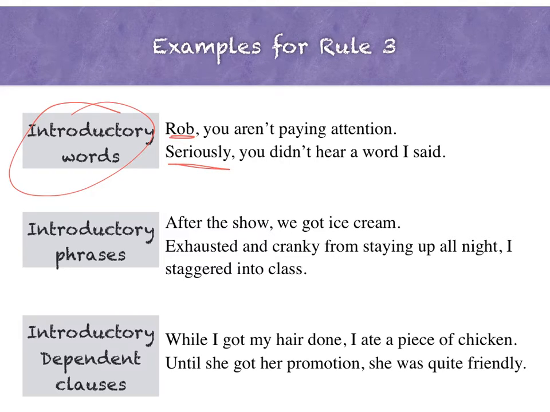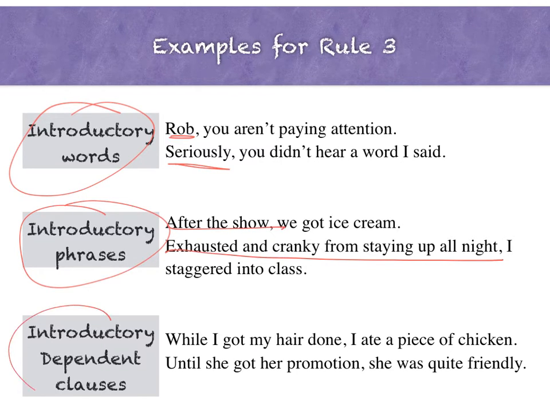"Seriously, you didn't hear a word I said." These are examples of introductory words. And then another way that you'd have a comma integrated into this situation is with introductory phrases. So with introductory phrases, here we've got the example, "After the show, we got ice cream." Another example would be, "Exhausted and cranky from staying up all night, I staggered into class." So here are introductory phrases.